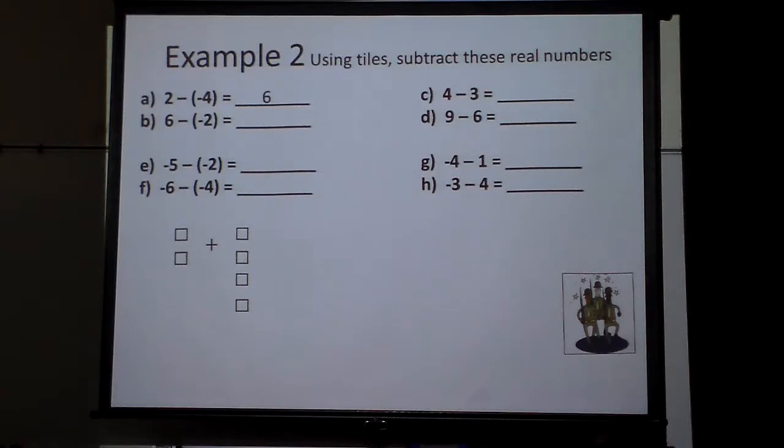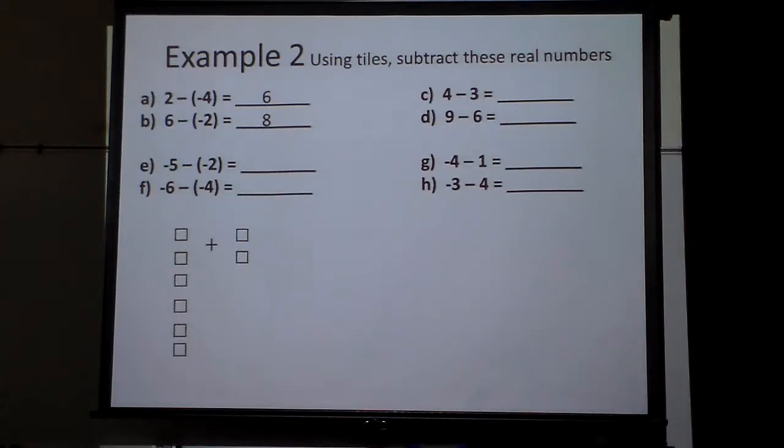6. So let's look at B. I have 6 minus negative 2. Let's change it to addition. If I change that to add, guess what I'm going to do to those? Flip them to positive. So now I have like 6 plus 2, which makes 8.